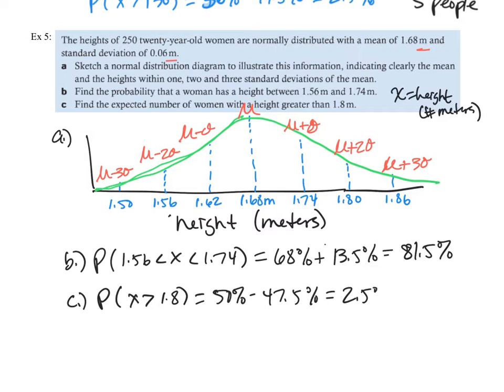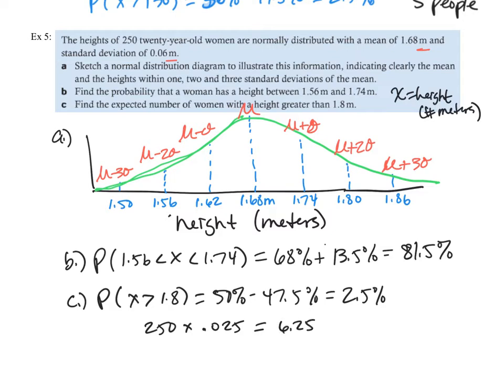So there's only a 2.5% likelihood or chance or probability that a woman's height is greater than 1.8. To find the expected number, remember we were told at the beginning that there were 250 women that were measured. So to find the expected number of women with a height greater than 1.8, we'll take 250 times this probability. So that's going to be 250 times, I'm going to write the percent in decimal form, 0.025. And then that turns out to be 6.25.